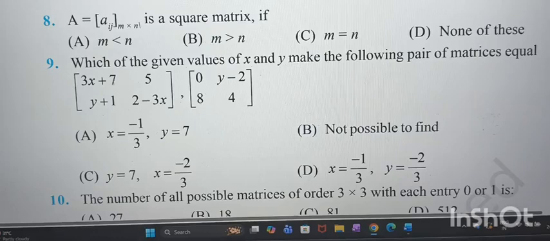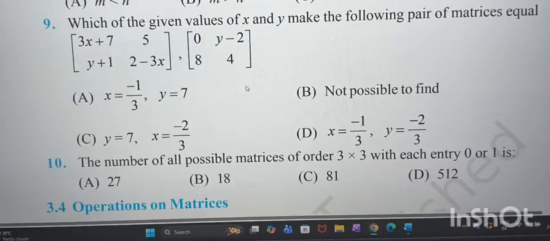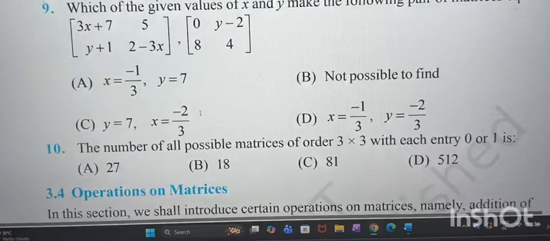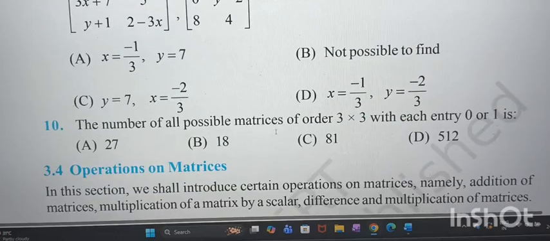Because if they are using the same variable, in the entire matrix the x value should be one. But here I am getting 2 different values, because 7 is sent here, minus 7 by 3. If I send this over here, it becomes 2 by minus 3. So not possible to find. Also, if they ask these questions, always remember to check the number of rows and number of columns, because their order should be the same.